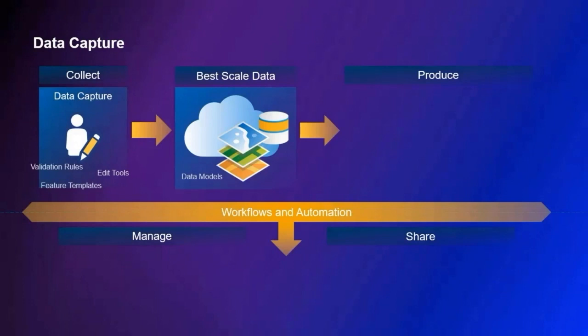So let's get started with our first topic. How do you create best scale data? While emerging technologies like artificial intelligence and machine learning can be used to assist with some data capture efforts, it is still a largely manual process. Workflows can be used to streamline the process, and pre-configured data models, feature templates, and validation rules can be used to provide consistency.